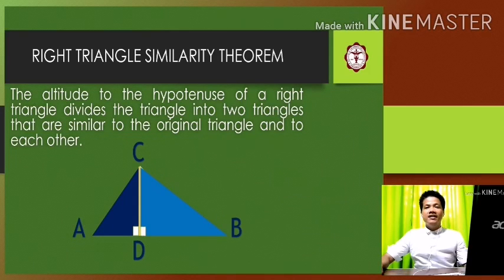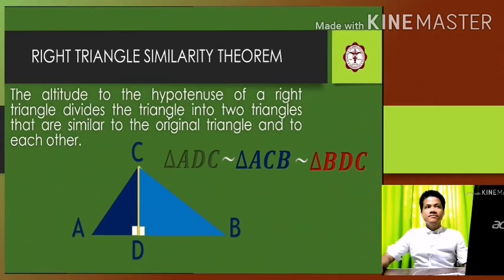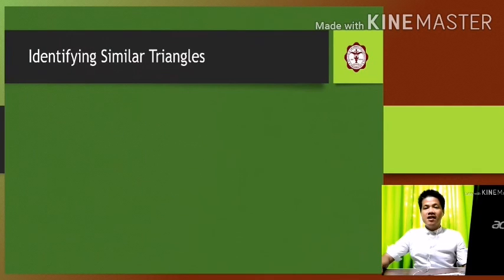And by right triangle similarity theorem, we can say that triangle ADC or the smallest triangle is similar to triangle ACB, which is the original triangle, and also similar to the other triangle, which is triangle BDC. With the use of triangle similarity theorem, we can identify similar triangles just like what we did.